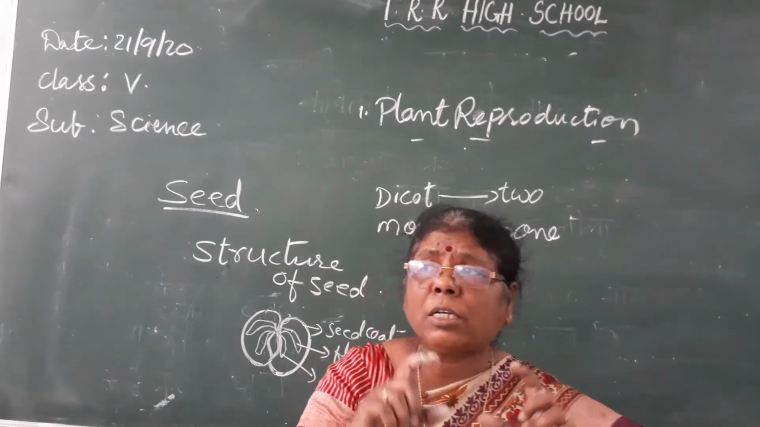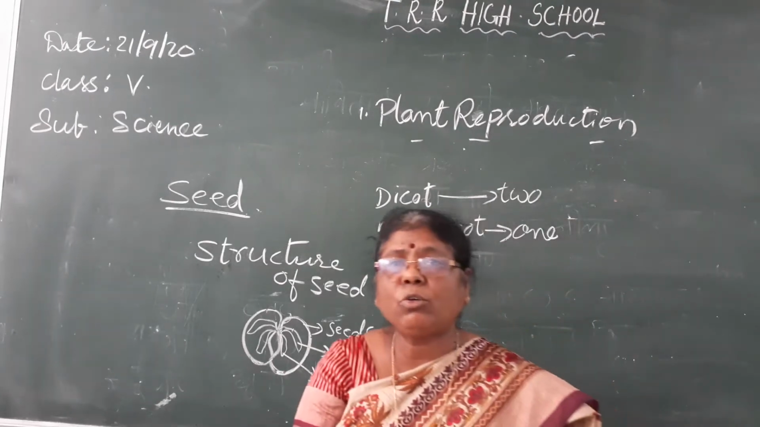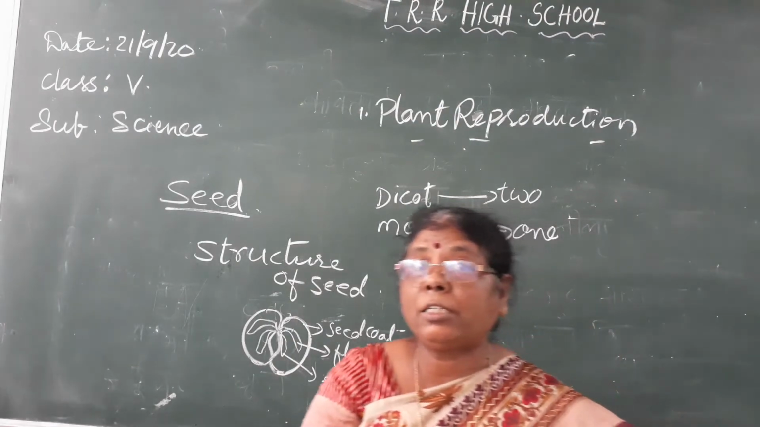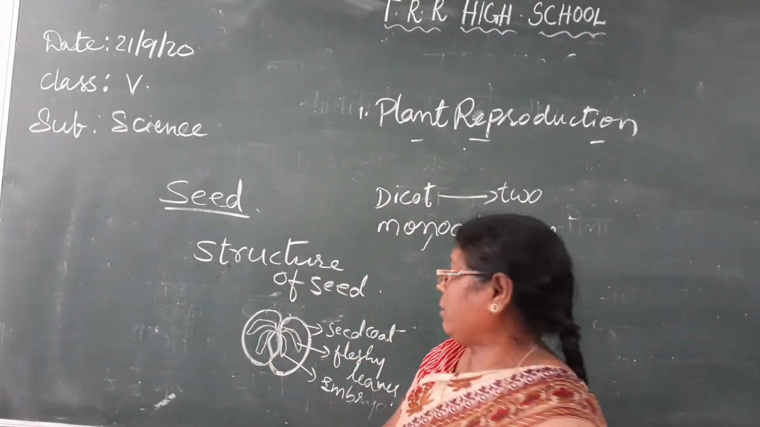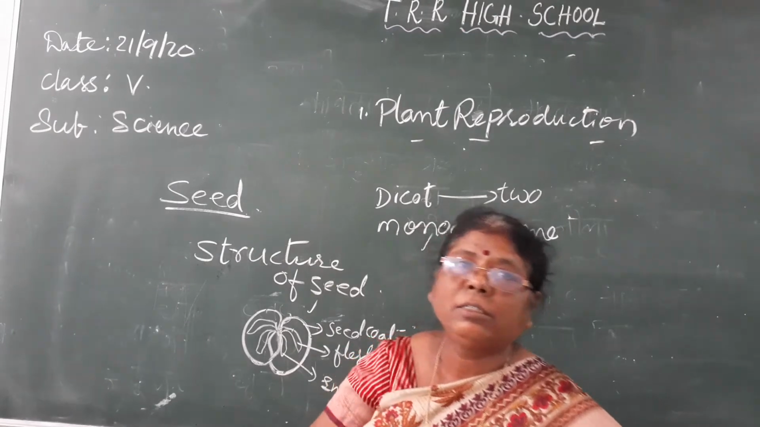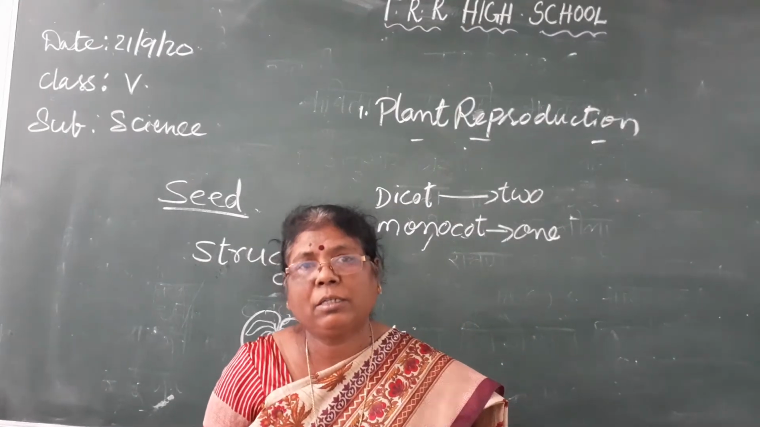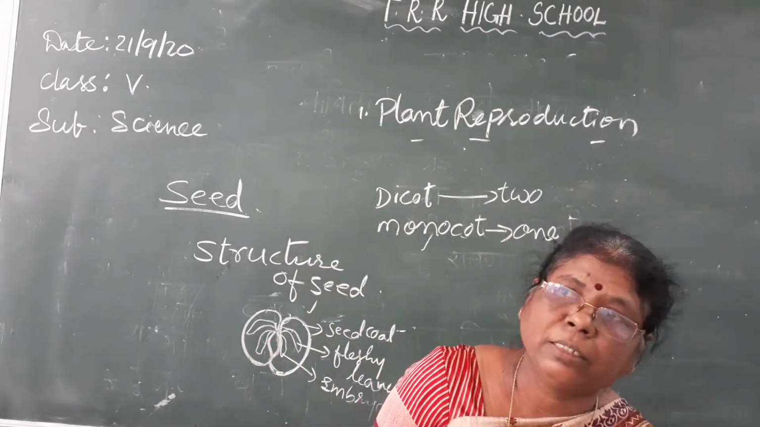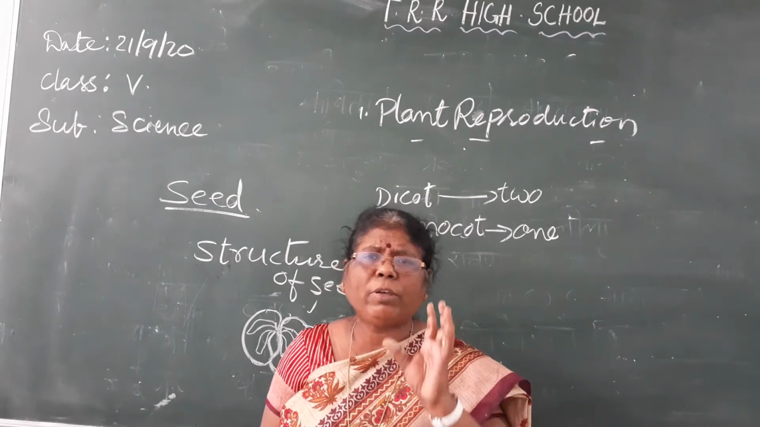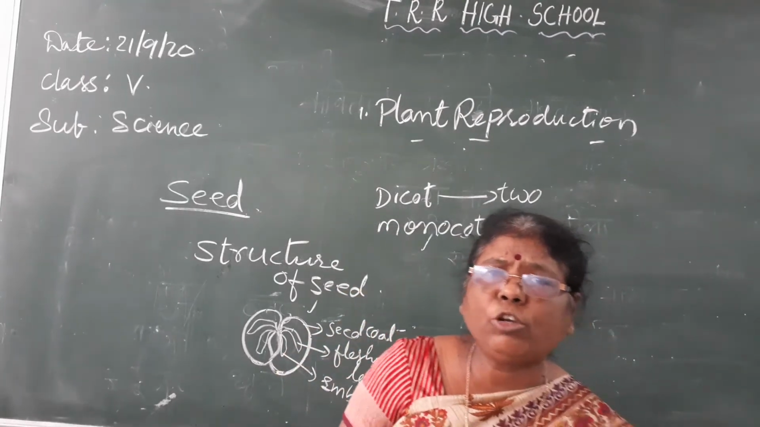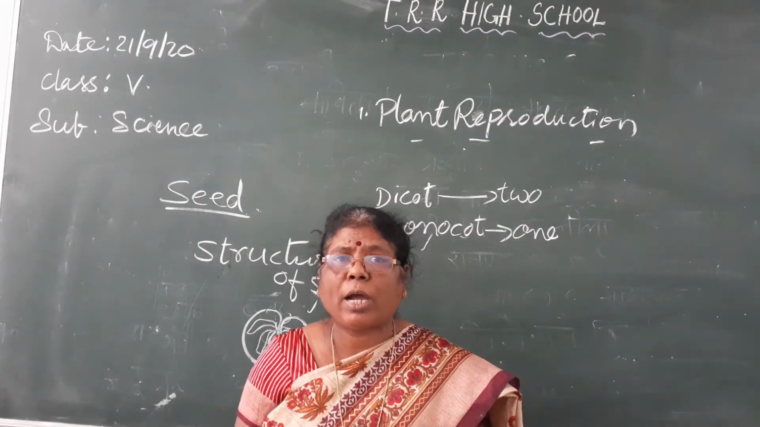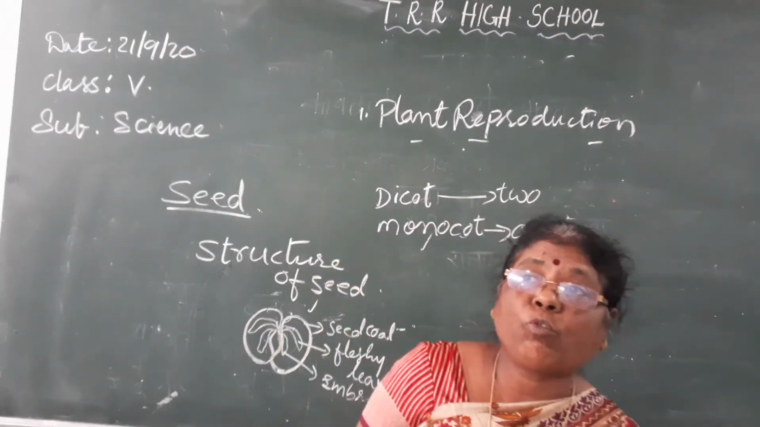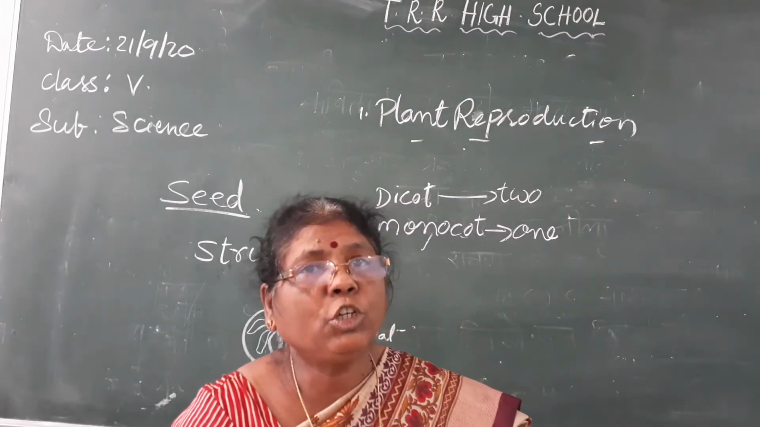Now, what are the conditions required to grow a plant from a seed? See here, what are the conditions? The seed should be healthy. The seed should get the right amount of soil and minerals. The seed should get all the favorable conditions to grow into a new plant. What are the conditions required? Air, water, warmth. These are the conditions required to grow into a new plant.